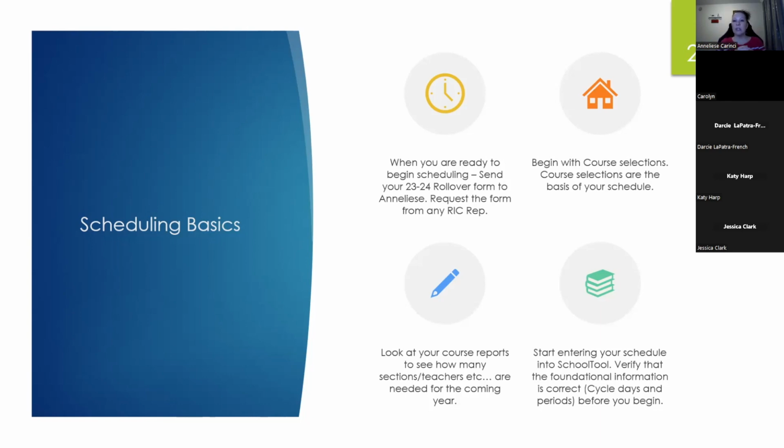So just check that information and make sure it looks right: however many quarters you need, or if you just do semesters, that your cycle days are correct, all of that, and that you have periods in there. All of that information must be correct before you start scheduling, because if I have to change it later, it's going to affect your information.